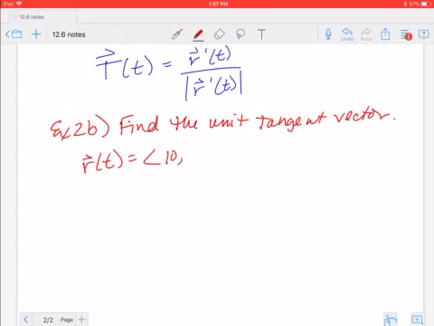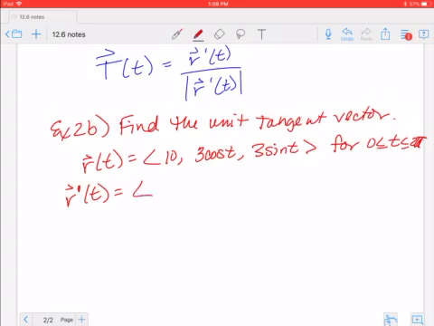Of this: 10, 3 cosine t, 3 sine of t, for 0 less than or equal to t less than or equal to 2 pi. So if I want to find the unit tangent vector, I need to find the derivative and then the magnitude of said derivative. So first thing we need to do is find that derivative.